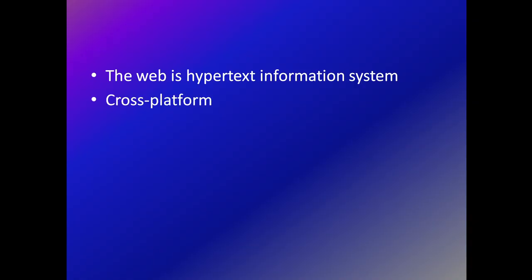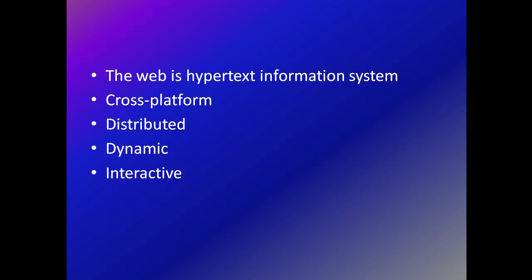So what are the features of the web? As I already told, it is a hypertext information system. Then it is cross platform. Next, it is distributed, it is dynamic, and it is interactive.